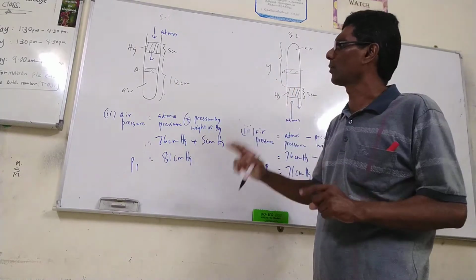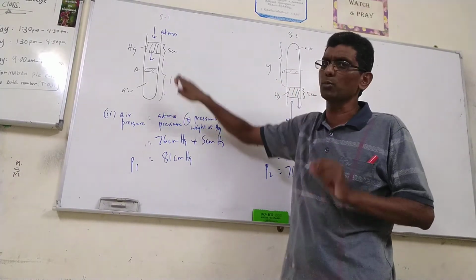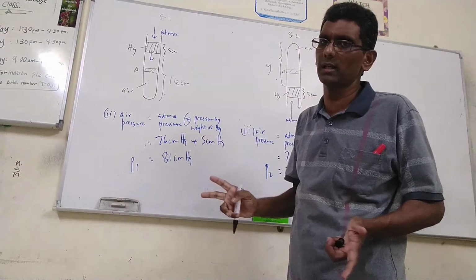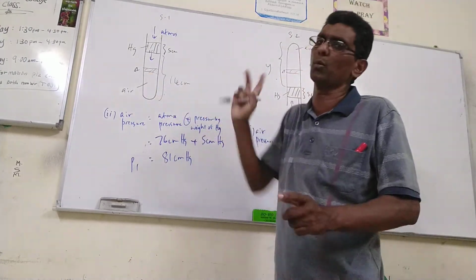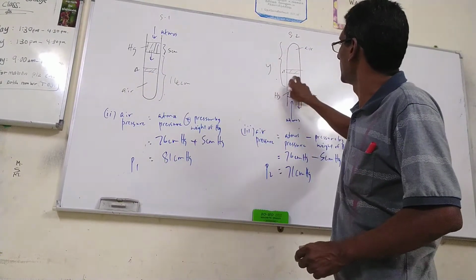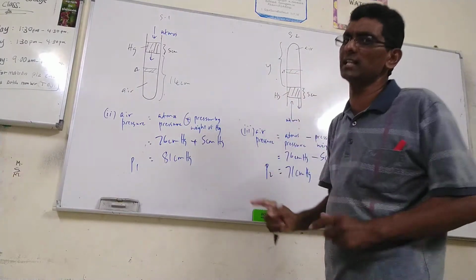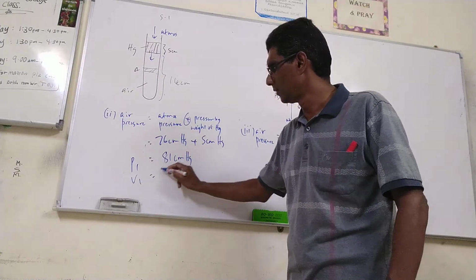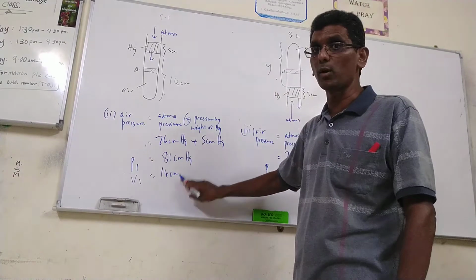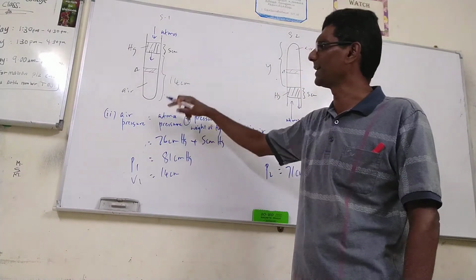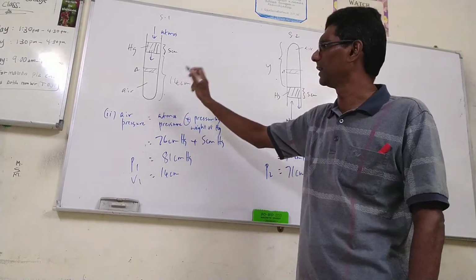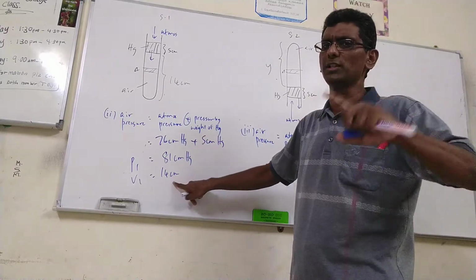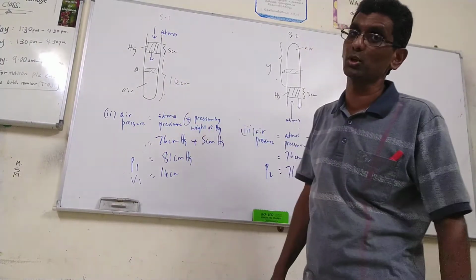By right, the cross section area may be considered as A and is the same. But the length of air column is considered as volume, because length of air column times area is a volume. So the volume 1 is 14 cm. If you don't understand this one, I will teach you another day, the cross section area and all that. But the length of air column is considered as volume. You must understand this.